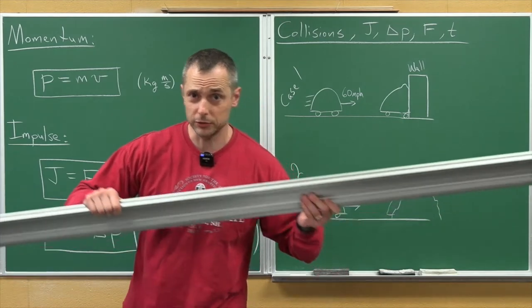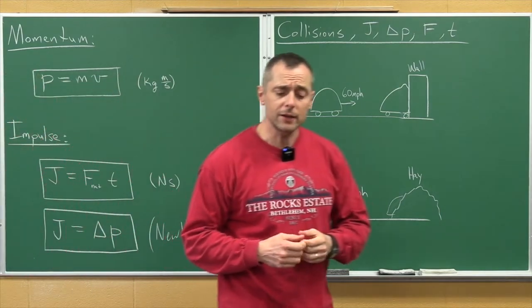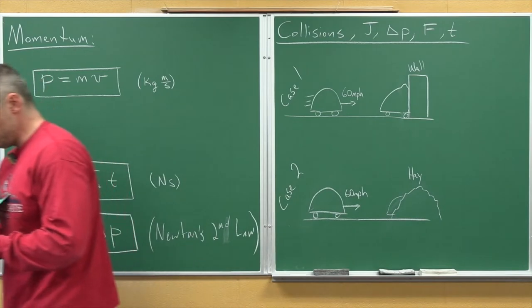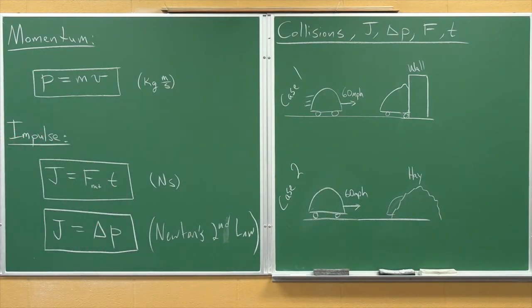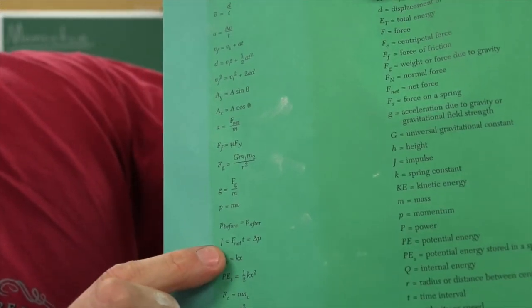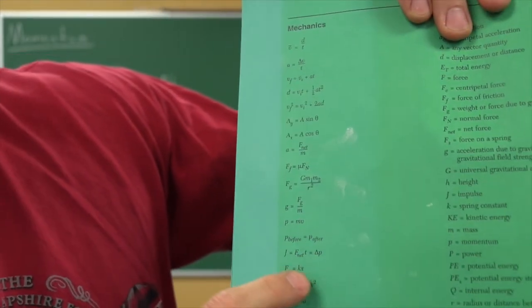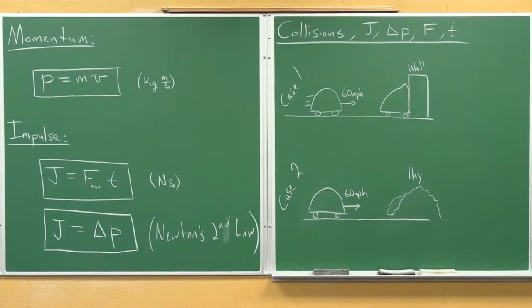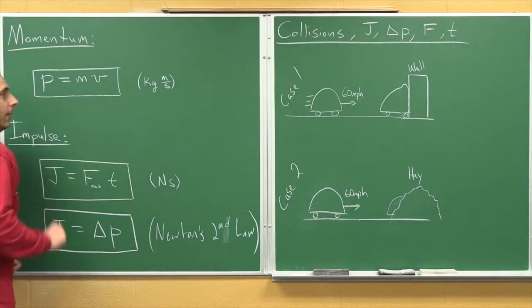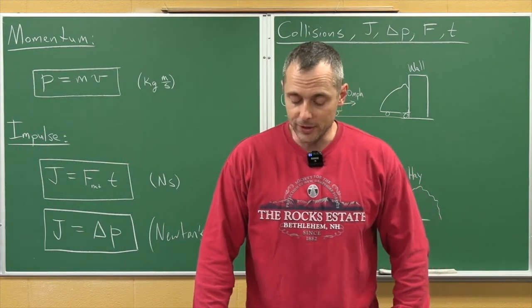Let me move this out of the way. I'm not sure if it's in the way of the writing. All right, so there's our idea. By the way, it's in the reference table. If you look at the back of the reference table here, here's one that's a little worn out from the weather, but right around here, you can see J equals F times time, and it also equals delta P. So they combined those equations all into one line like that. So they just made it all string out. All right, now you know one of the big ideas for this unit.